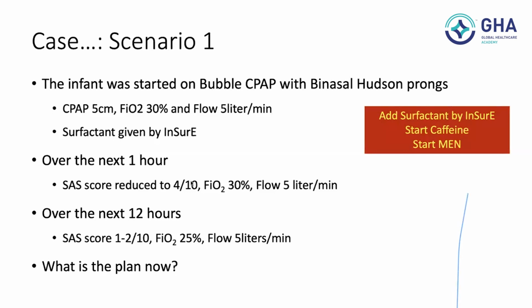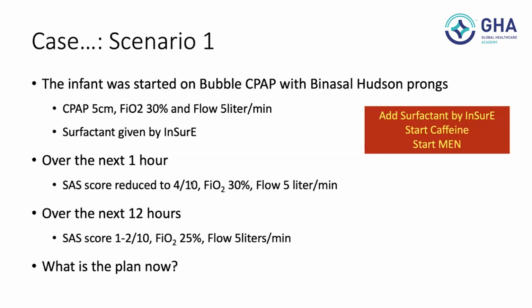So what is the plan now? He's already come down, so he doesn't have much retractions. He's able to maintain saturations. He's on a pressure of 4 and FiO2 of 25%. And luckily this baby had an RDS picture on the X-ray, so he was given surfactant. And since he was less than 1250 grams, the baby was also given caffeine.